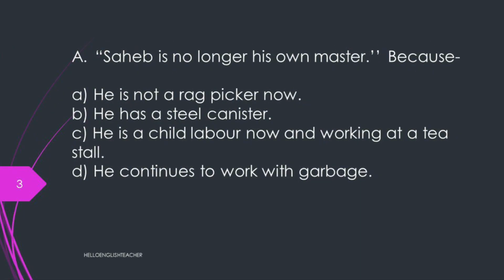So let's look at the questions. Here's the first question. Sahib is no longer his own master because he is not a rag picker now, he has a steel canister, he is a child labor now and working at a tea stall, he continues to work with garbage. So the answer is C. He is a child labor now and is working at a tea stall.